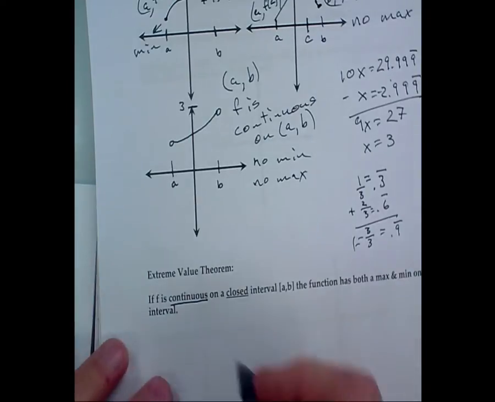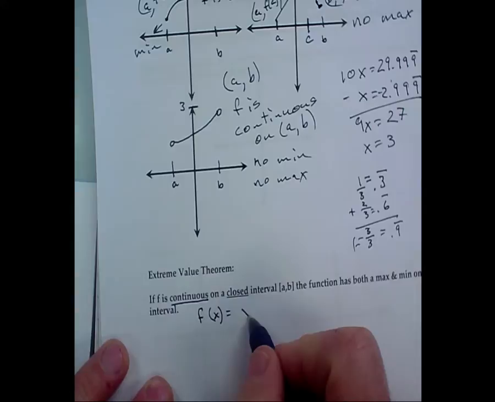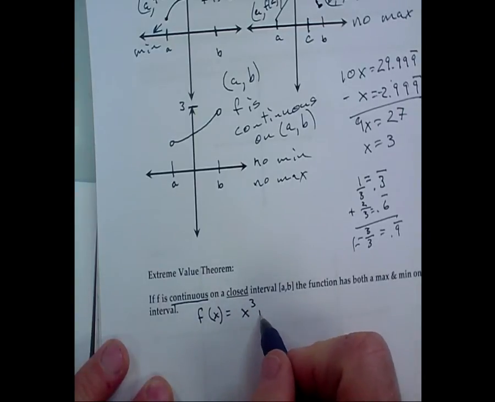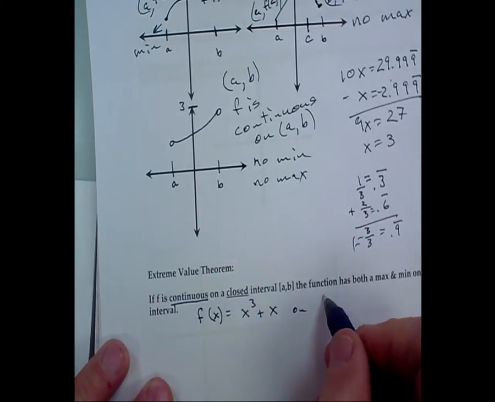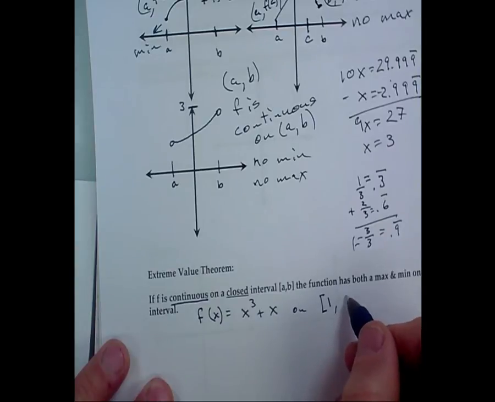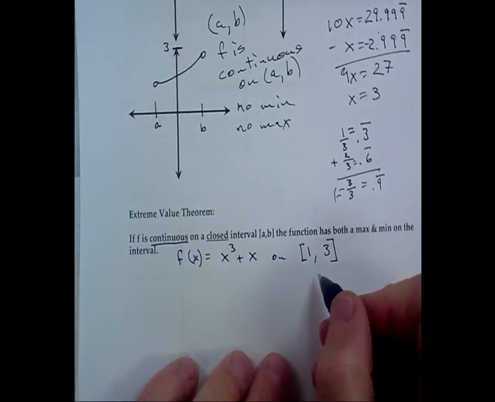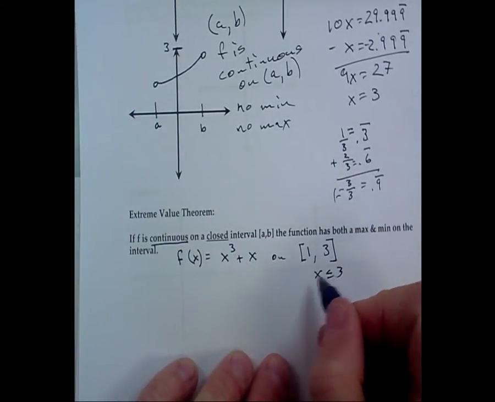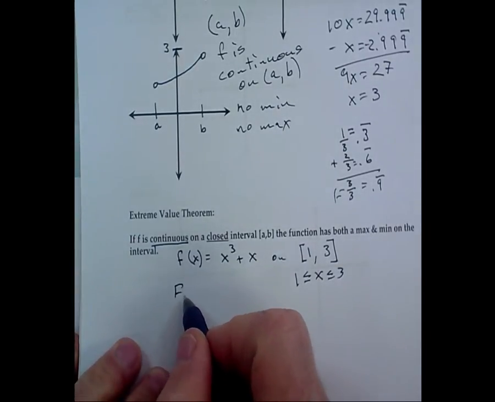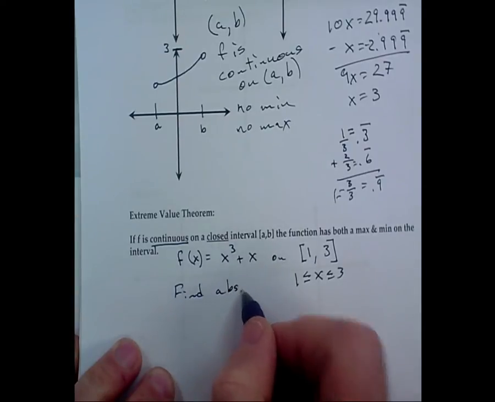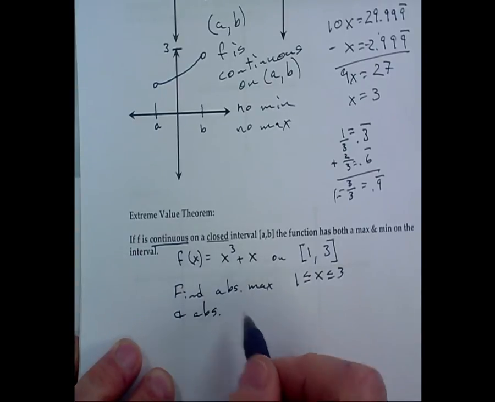So they'll give you an example. They'll say f of x is equal to x cubed plus x on the interval 1 to 3. And they'll either write it this way or they'll write it this way. And they want you to find the absolute max and absolute min.